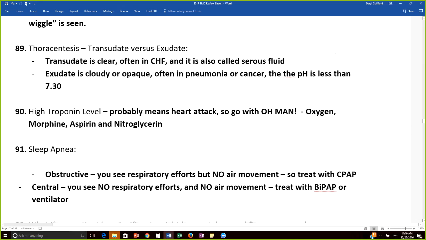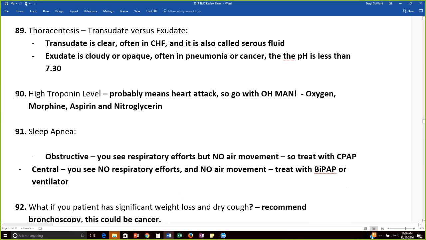Thoracentesis, transudate versus exudate. This very well could show up on your test. The transudate is clear. CHF is a common example. It's called serous fluid. Meanwhile, the exudate is cloudy or opaque, more like pneumonia or cancer. pH less than 7.3 means exudate.